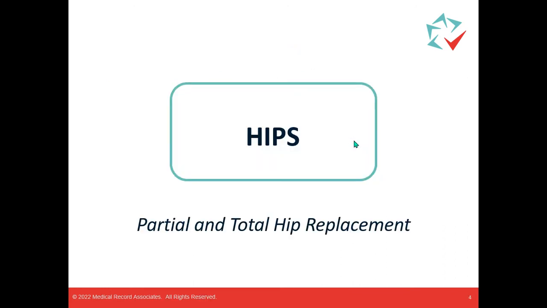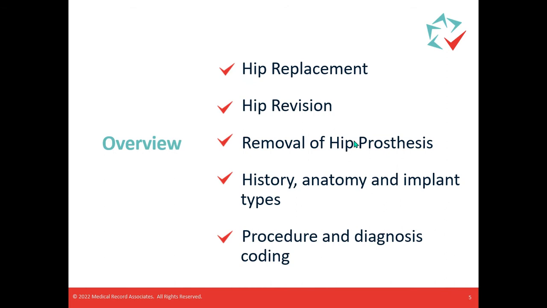We're going to start today talking about hips, partial and total replacements. We will talk about hip replacement, hip revision, removal of the hip prosthesis. We'll go over the history, anatomy, and implant types. And finally, we'll talk about procedure and diagnosis coding. Also, please keep in mind that any joint replacement can and will also be referred to as an arthroplasty, and I will be using these two terms interchangeably today.